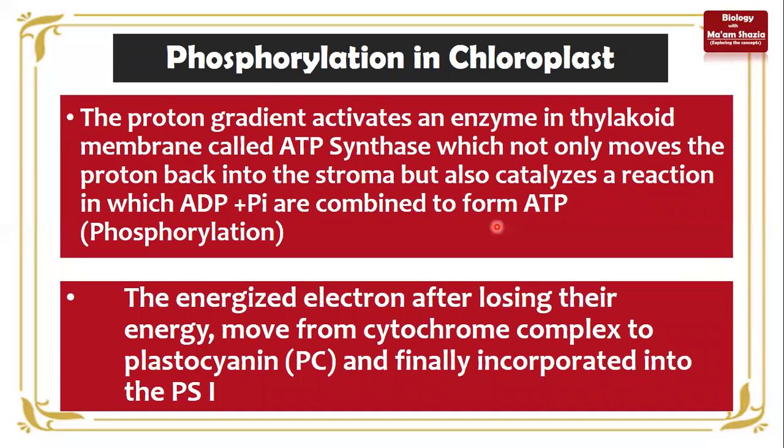Now, phosphorylation in the chloroplast. Now, read this paragraph carefully. The proton gradient activates an enzyme in the thylakoid membrane called ATP synthase, which not only moves the proton back into the stroma, but also catalyzes a reaction in which ADP and Pi are combined to form ATP, which is called phosphorylation. The energized electrons now, after losing their energy, move from cytochrome complexes to plastocyanin and finally are incorporated into the PS1.